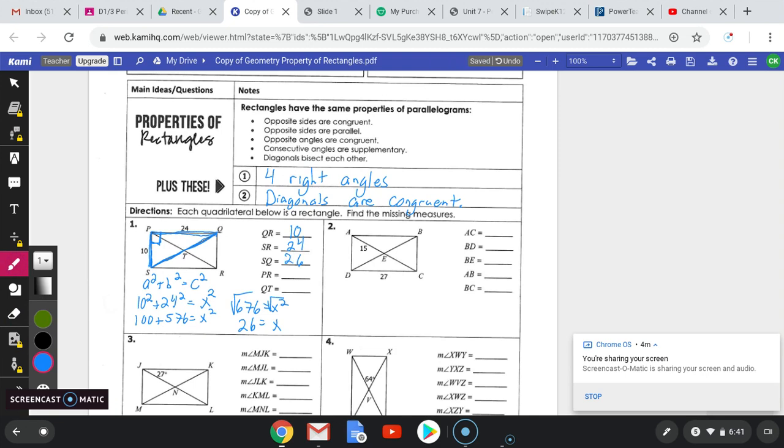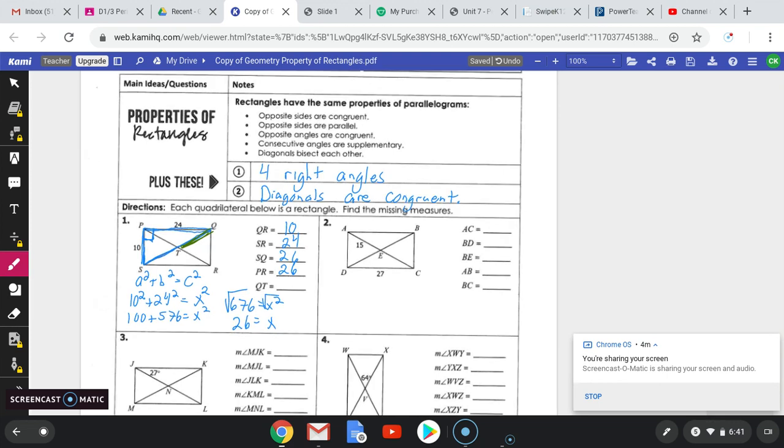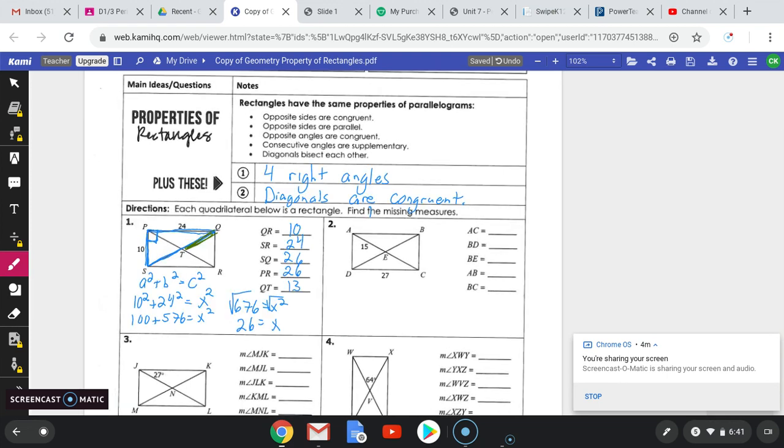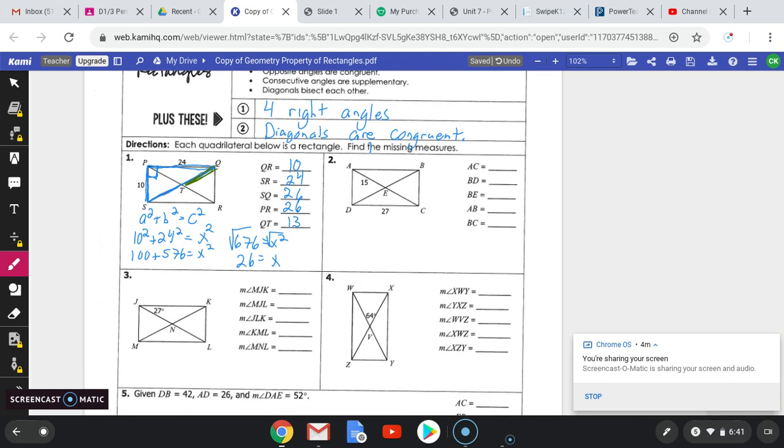Well, what does that mean PR has to be? PR also has to be 26 because of that property that diagonals are congruent. And then QT, if I look here, QT is from here to here. What do we know about that? QT is half of that diagonal, and as the property still applies, diagonals bisect each other, so QT must be 13. And that's how you do a problem like that to find the sides.